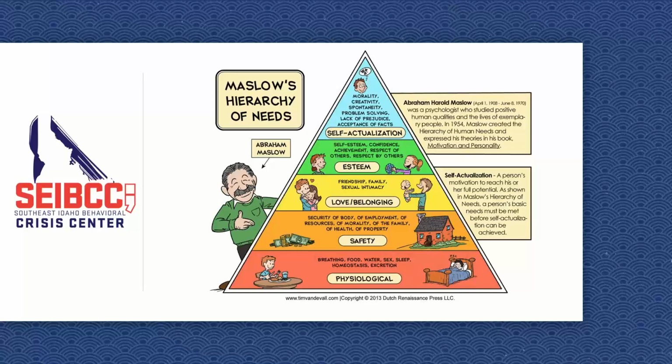This is Maslow's hierarchy of needs. Maslow was a psychologist in the 40s and 50s, and he came up with this hierarchy of needs. It's the idea that in order to reach our peak humanness, to be the best person that you can possibly be, which he calls self-actualization, you have to have some basic needs met.